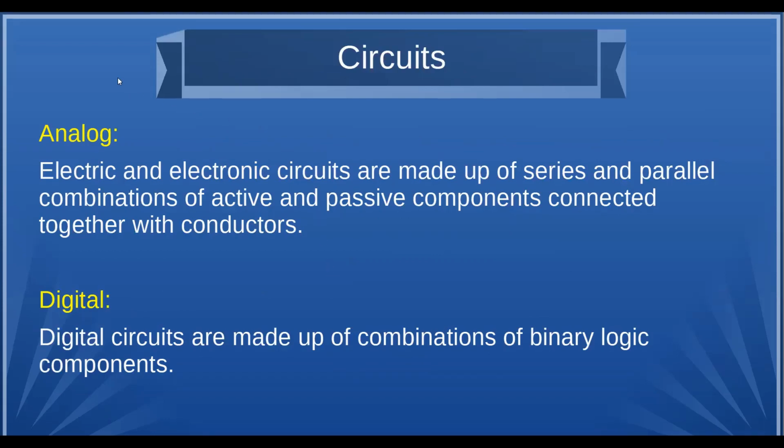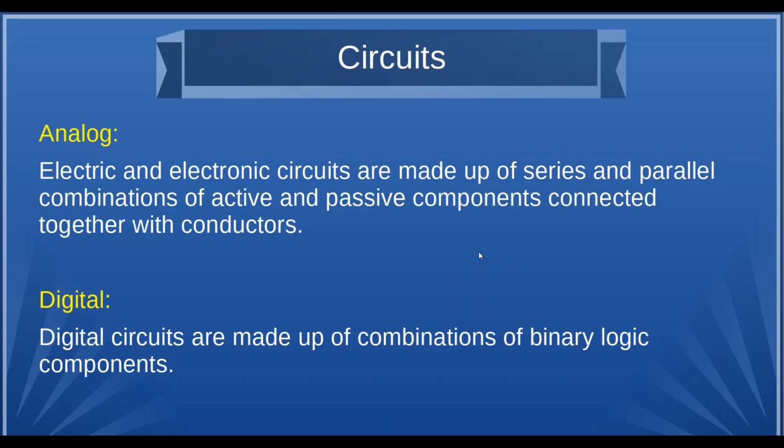Okay, so circuits. We kind of have two: analog and digital. We'll talk about digital in part 2. Analog circuits are made up of series and parallel combinations of active and passive components connected together with conductors. Your passive components are resistors, capacitors, and inductors. Your active components will be things like tubes, transistors, diodes.